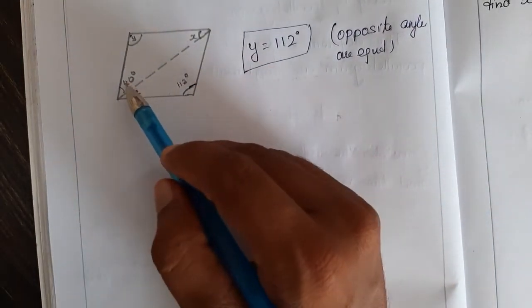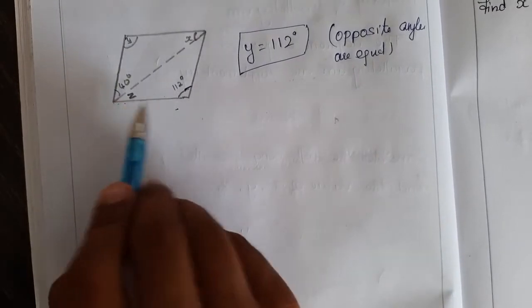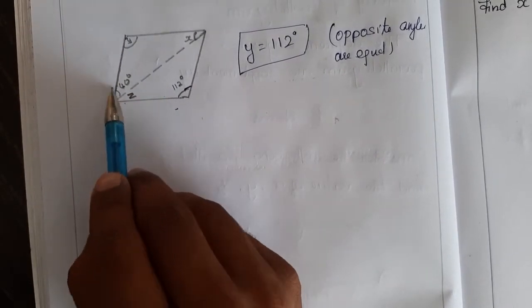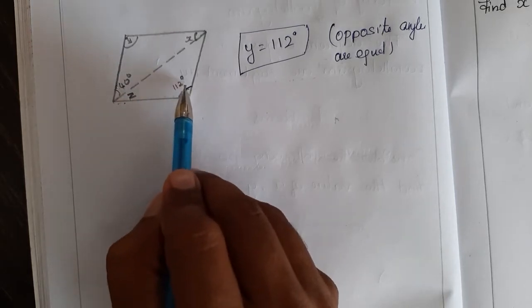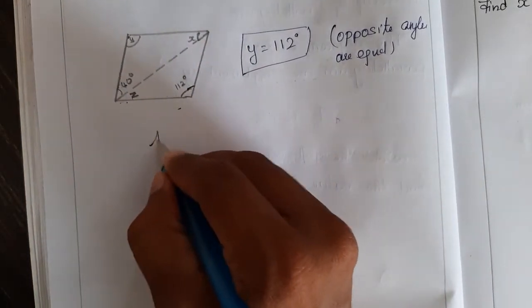And it is given 40. We know the adjacent angles are supplementary. Here the adjacent angles are 40 and z, right? So 40 plus z plus 112 degrees will be 180 degrees, right?